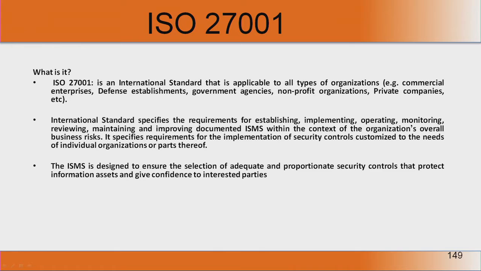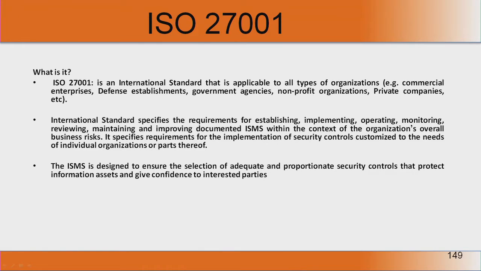It specifies requirements for the implementation of security controls customized to the needs of individual organizations or parts of them. There may be organizations where certain clauses of 27001 are not applicable, so they need not implement them. There may be an entire section that may not be applicable. So, the ISMS is designed to ensure the selection of adequate and proportionate security controls that protect the information assets and give confidence to the interested parties.